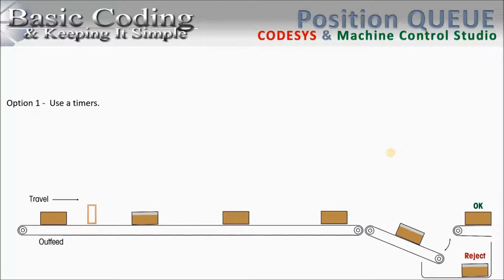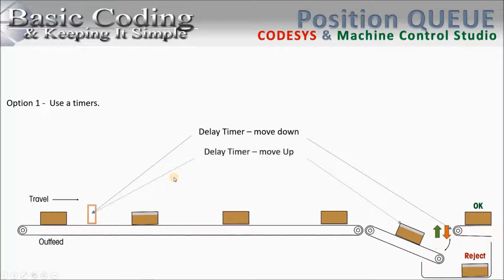One way is to use timers. A lot of people love timers. Everyone knows how they work. It's not the best fit for this application, but I'm going to show you just so you can get an idea of why position Qs are great. If you're going to use a timer, you're going to need a delay timer. The delay timer is going to be a delay between when the sensor here knows it's a bad box or a good box, right? In the case of a down, it would be a bad box because the conveyor is going down. Then you're going to need a delay timer for when it goes up.